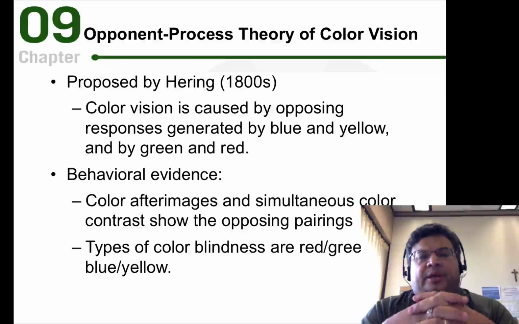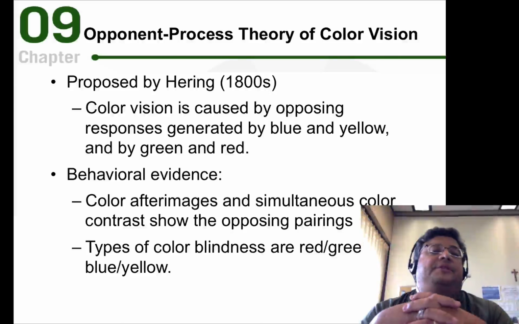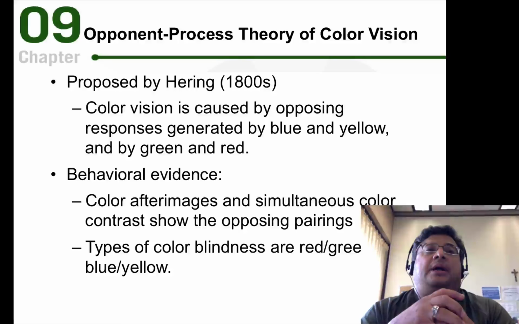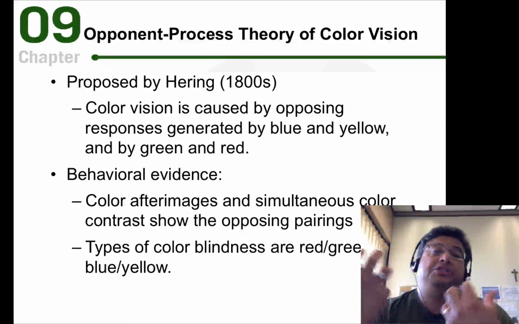what Hering did was he had people do phenomenological descriptions of what they were perceiving, and through these behavioral descriptions of what people were perceiving, he came up with this opponent process theory of color vision. Essentially, color vision is caused by different processes that oppose each other, that work in opposition to each other.